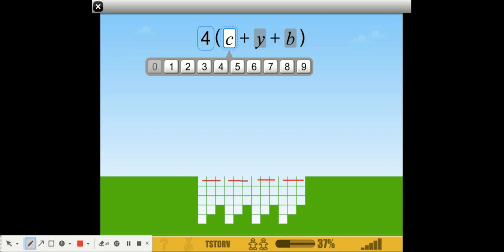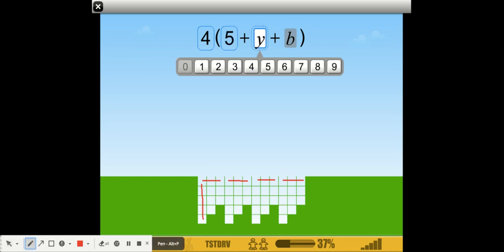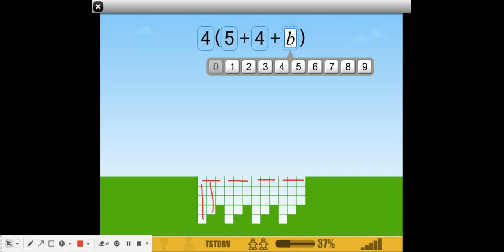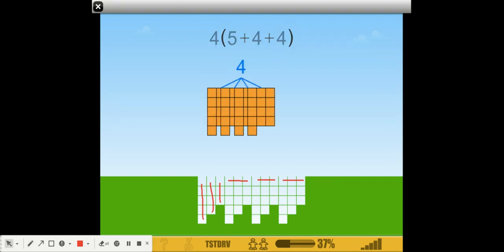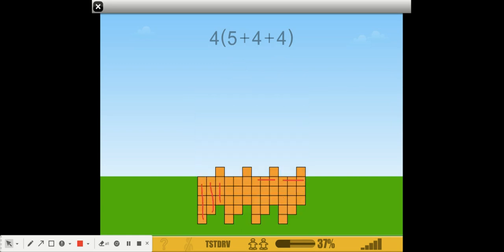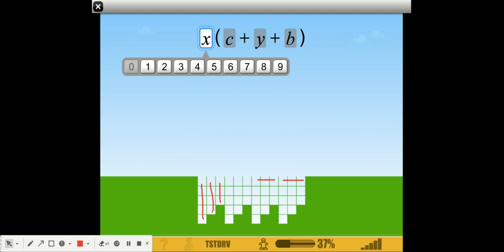C is again going to be our first row, which has 5. Y will be our second row, which has 4. B, which is our third row, has 3. 5 plus 4 plus 4. Oops, I made a mistake. I clicked on the wrong number. That's okay. So then we can see what happens. It can't get through. So we'll try again.